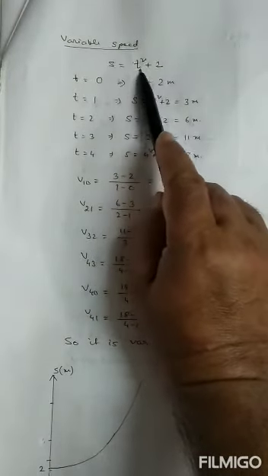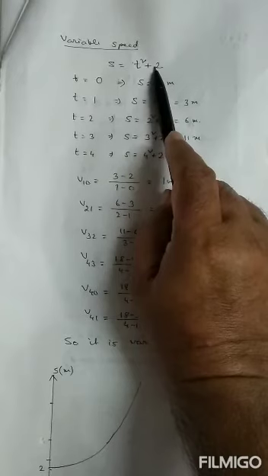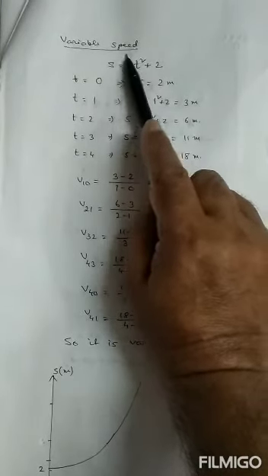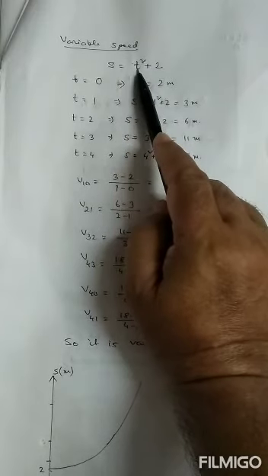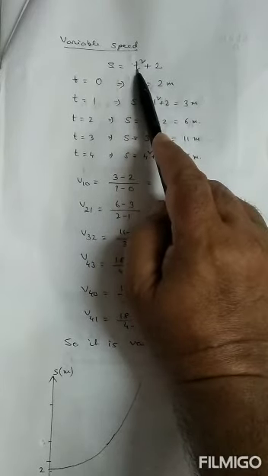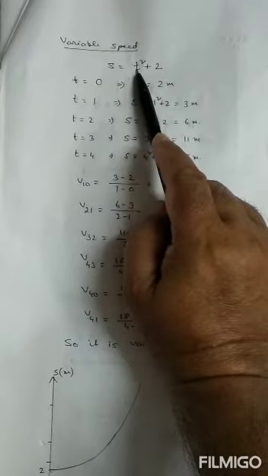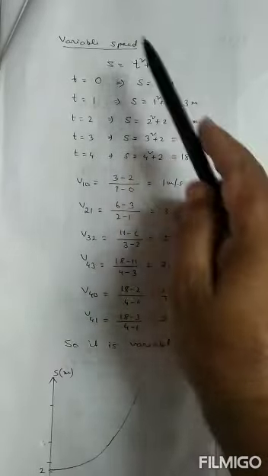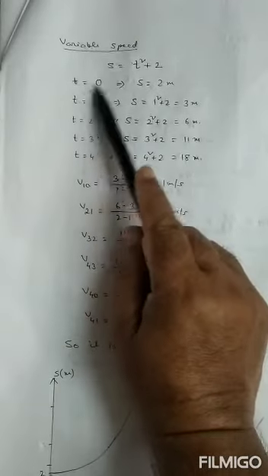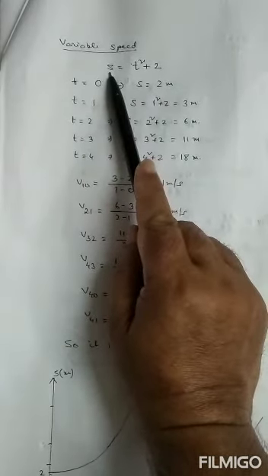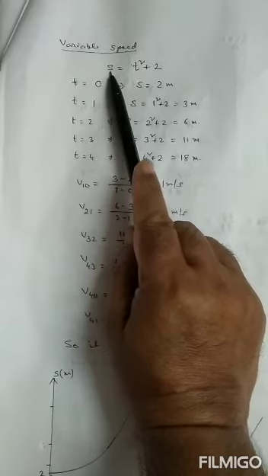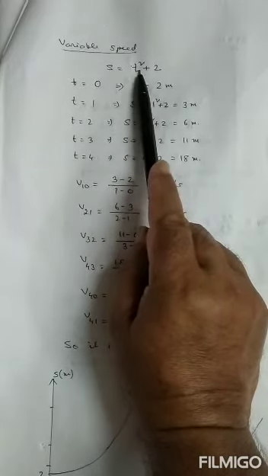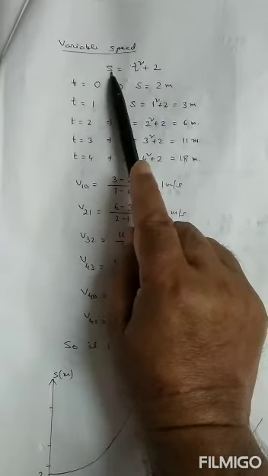In that case, s is t square plus 2. So, in order to define this type of variable speed, the power of t must be greater than 1. If the power of t is more than 1, it represents variable speed. Similarly, distance is the dependent variable. Every value of s depends on the value of t. t is the independent variable. t is in seconds, distance is in meters.